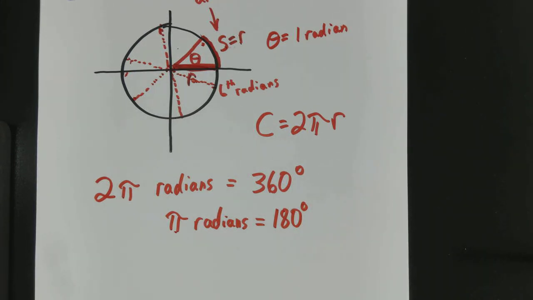That's equivalent. That's like 3 feet equal a yard. You're measuring the same thing. You're measuring lengths in that case. Here you're measuring angle measures. Pi radians is equal to 180 degrees. And pi is about 3.14.